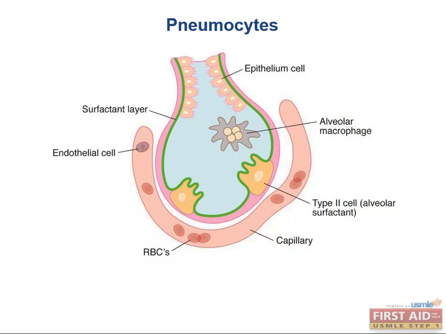Later, we're going to talk about neonatal respiratory distress syndrome, which is where you don't have enough surfactant after birth for efficient respiration. And we'll also talk about how the lecithin to sphingomyelin ratio works.